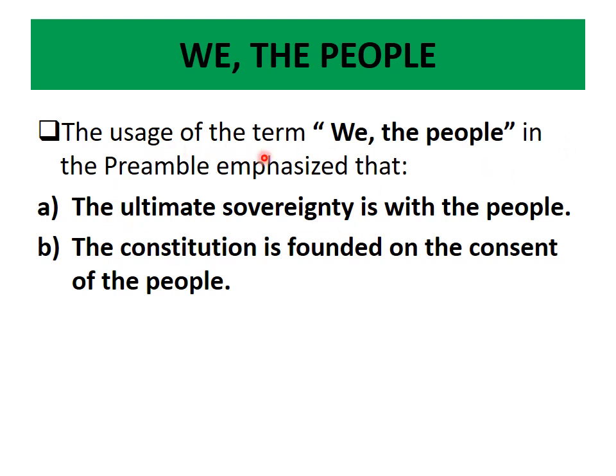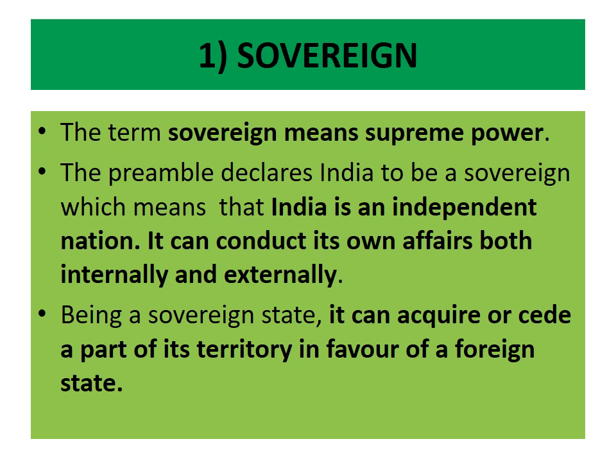So the sovereign power is with the people in general, and the constitution is founded on the consent of the people. It is with the agreement of the people that the constitution is formed, since it is their representatives who have framed the constitution. Now, coming to all the elements, what does sovereign mean? Sovereign means supreme power. And what does the preamble do? It declares India to be sovereign.